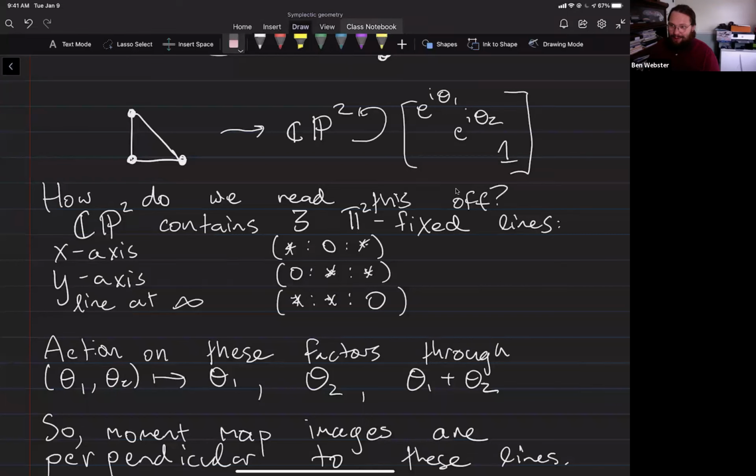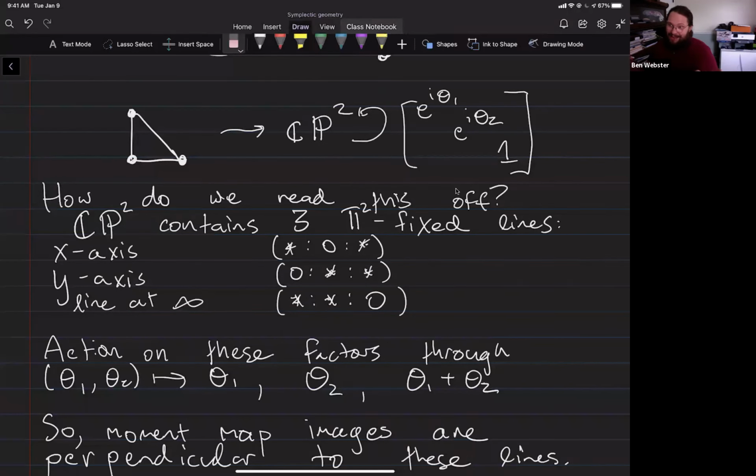And you're going to look at the perp to the kernel. So I have a kernel that's n-1 dimensional. Its perp will be a 1-dimensional subspace in the dual of the Lie algebra, and that's the direction my edge points. So for example, in this case, there are 3 torus invariant S2s.